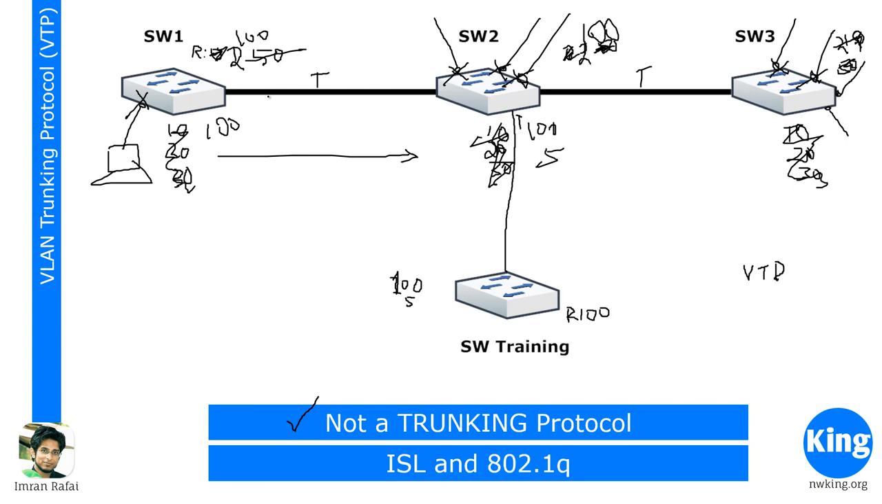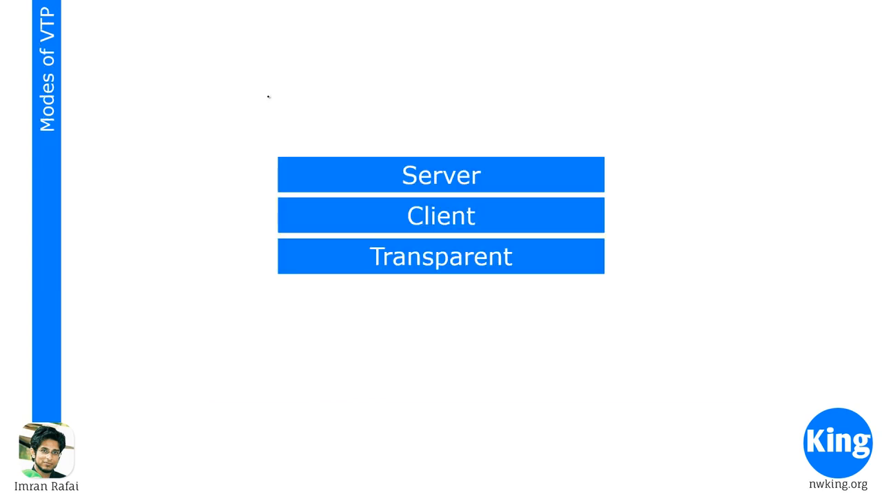At the end of the day, it's about convenience. If you think it's going to help you, then you can use VTP, and I will show you the other safety mechanisms that you can use to prevent these silly mistakes, right? So VTP has 3 modes. You have server mode, client mode, and transparent mode.